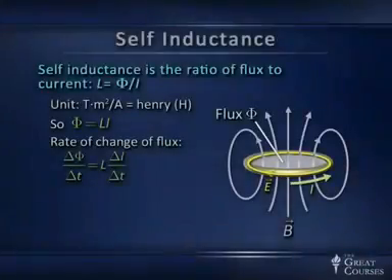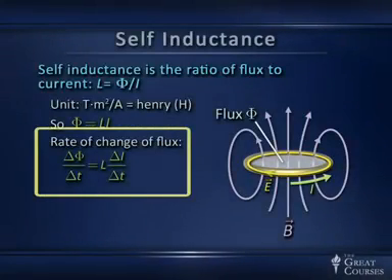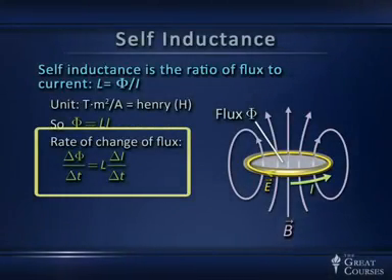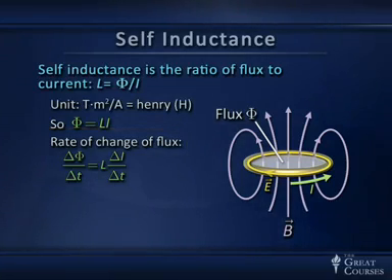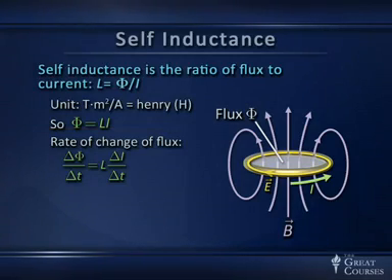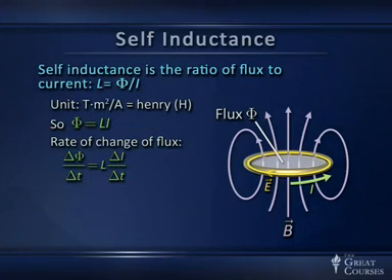So if I take the rate of change of both sides of that equation, I have on the left delta phi over delta t, the rate of change of magnetic flux. The inductance L is a property of this circuit itself. That doesn't change, and so the only thing that can change the right-hand side is a change in current. So delta phi over delta t, the rate of change of magnetic flux, is this inductance times the rate of change of the current in this circuit.